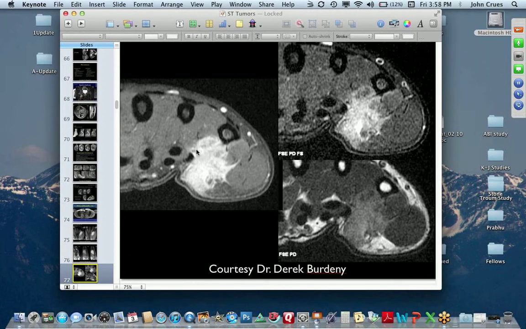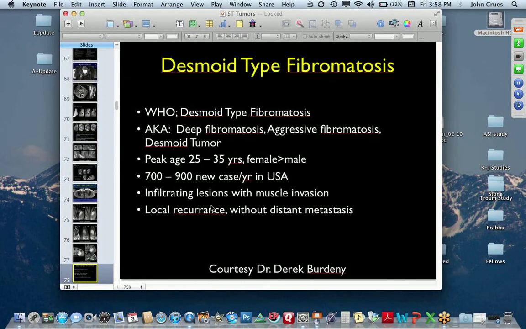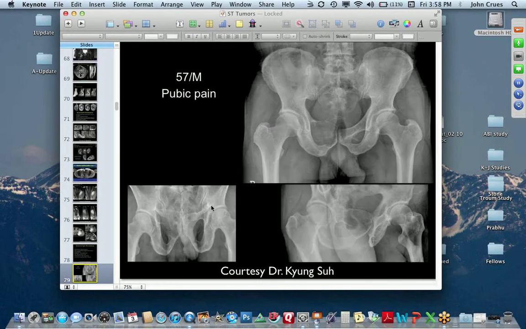But here we can see also the lesion with the spiculated margins. This turned out to be also a fibromatosis. And a lot of those spiculations were due to retraction from the fibrous tissue when it matures. So at this point, why don't we stop here?